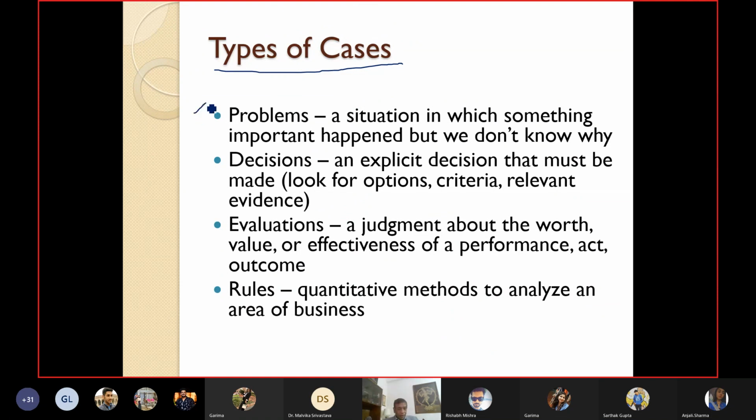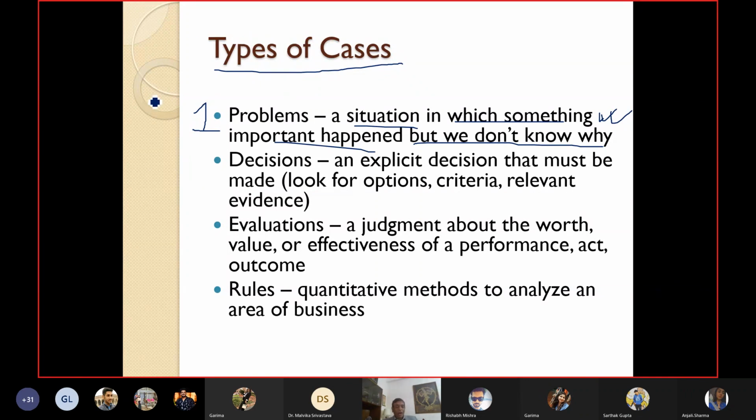First, problems. What is a problem? A situation in which something important happened, but we don't know why. A company went through a problem, which is a situation. As I said, a case may have many parts, and each part represents a situation. For each situation, we could debate and discuss and find a solution and conclusion. So, a problem is a situation which a company encountered, but we don't know why it actually happened.